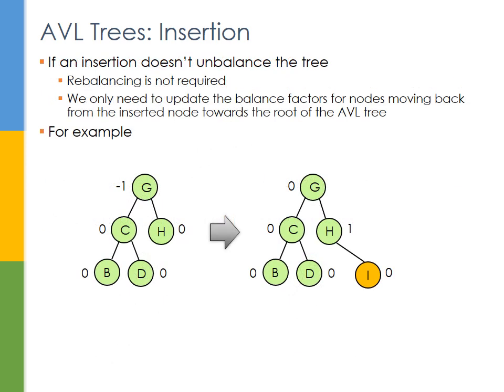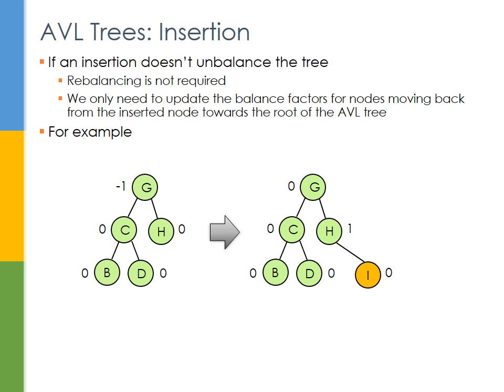Let's start then by considering the simplest kind of insertion and how this affects our balance factors. So we'll assume at this point that we are performing an insertion into an AVL tree, but it doesn't unbalance the tree. So what this means then is, of course, that no rebalancing is necessary, and all we need to do then is update the balance factors for the nodes in the tree, and we do that by moving back from the inserted node towards the root of the AVL tree.